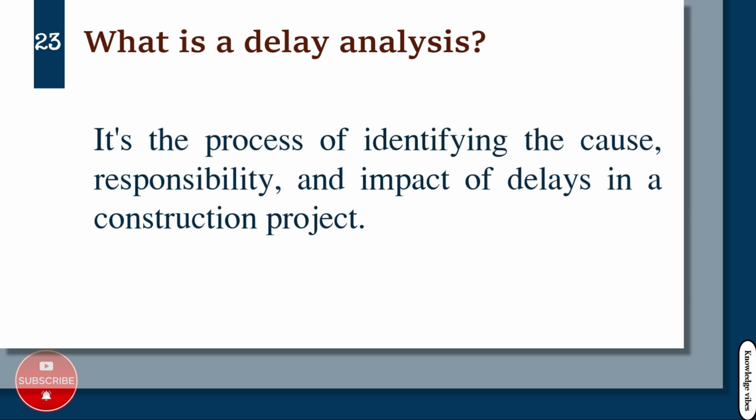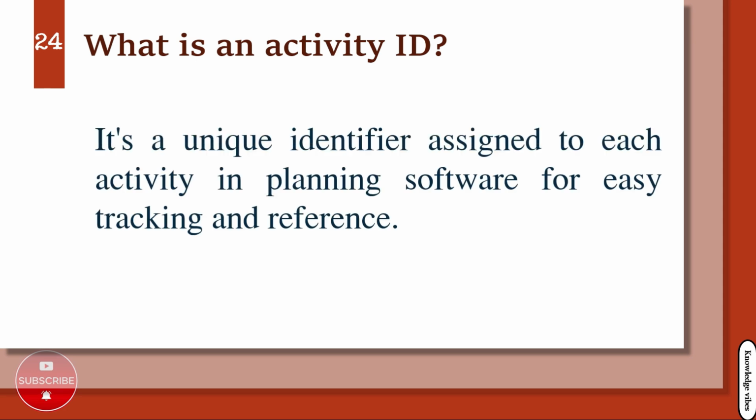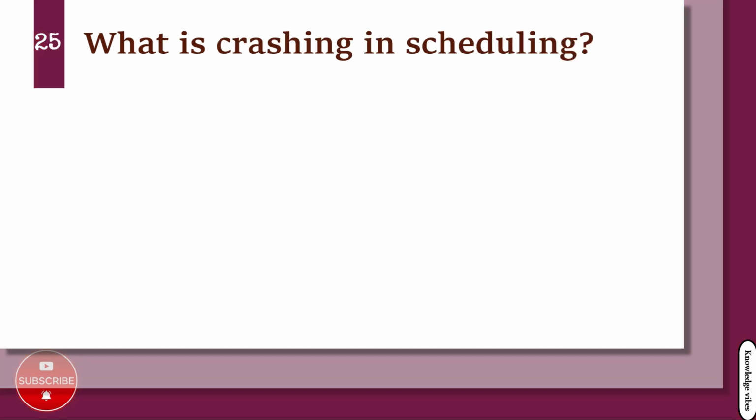What is a delay analysis? It's the process of identifying the cause, responsibility, and impact of delays in a construction project. What is an activity ID? It's a unique identifier assigned to each activity in planning software for easy tracking and reference.